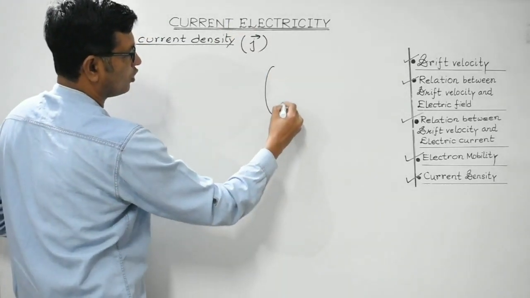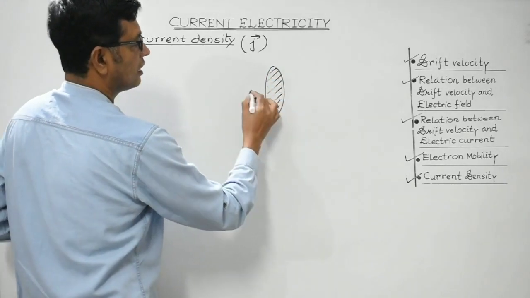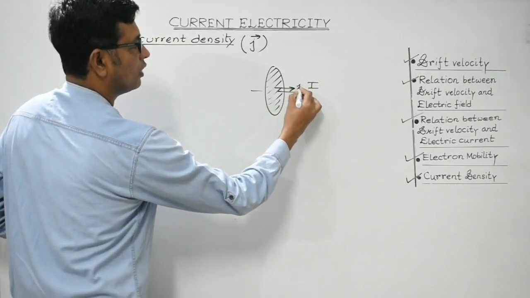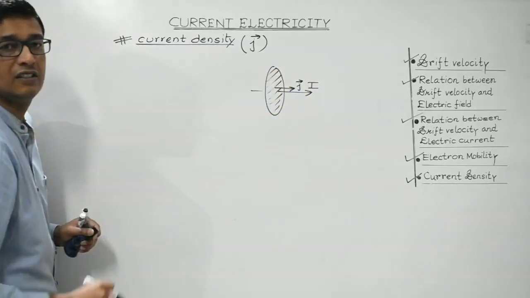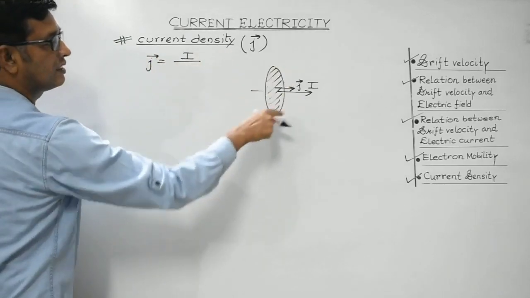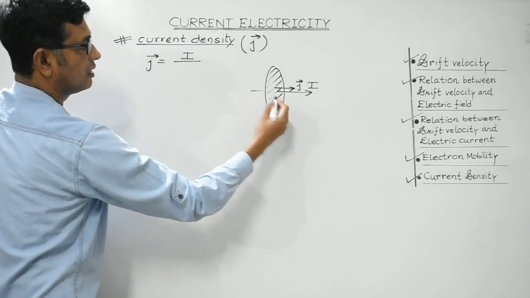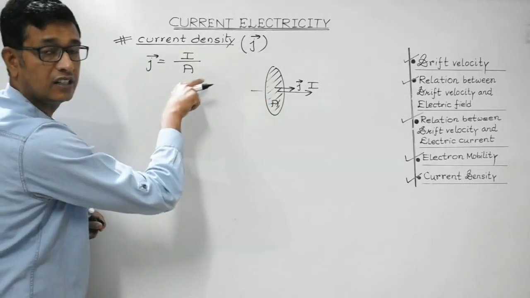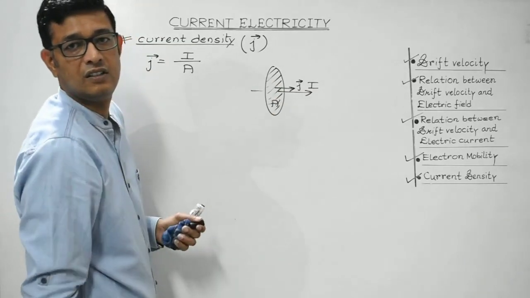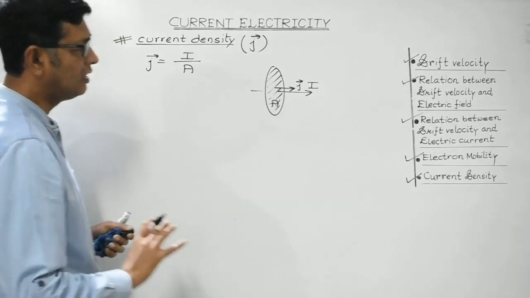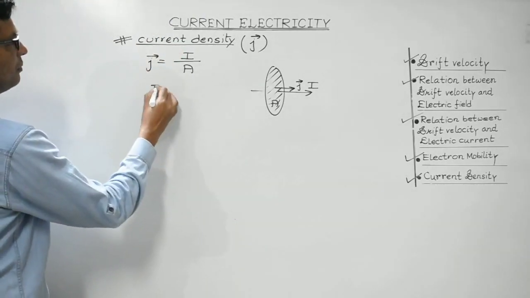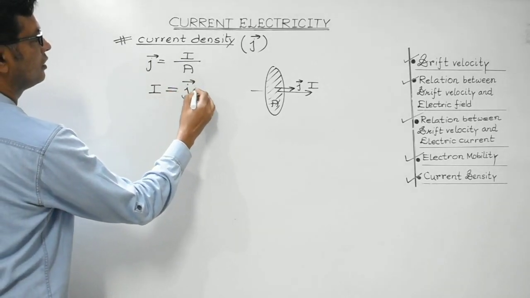Suppose this is the cross-sectional area of the conductor, and the current is flowing along this direction. This is the direction of the current. In that case, current density would be along the direction of flow of current. So current density is defined as the current flowing through any section of a conductor per unit area. Suppose the area is A, then it is the current flowing through any section of a conductor per unit area, along the direction of flow of conventional current. Clear, students? So in case the current flowing through the section of a conductor is uniform, then the current is simply given by J vector dot A vector.